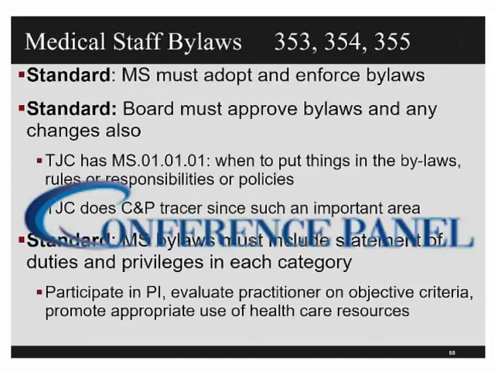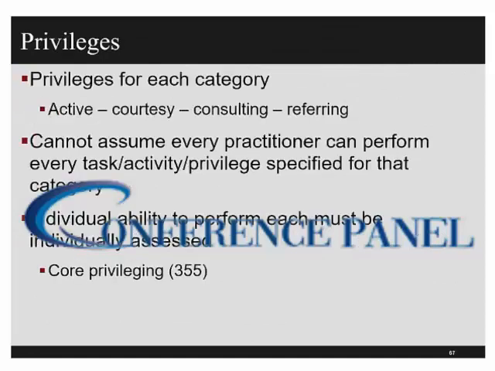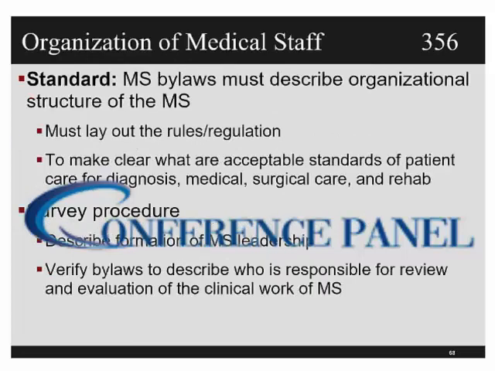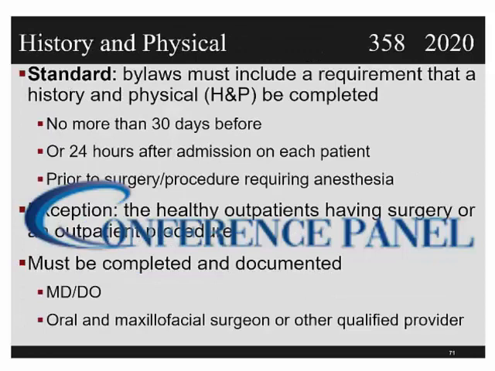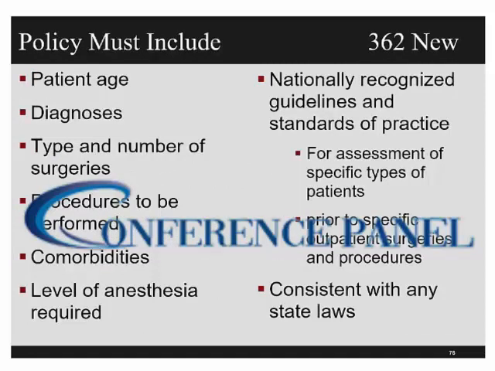Well, I combined a couple here under the medical staff bylaws. These are very short tag numbers. Privileges, as I mentioned, could be active, courtesy, referring, or consulting. The bylaws have to describe how your organization structure is set up. As far as the history and physical, there were some changes made. So this is what the policy must include, and this is new, tag 362.